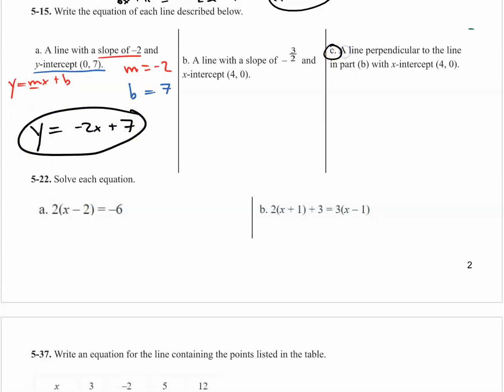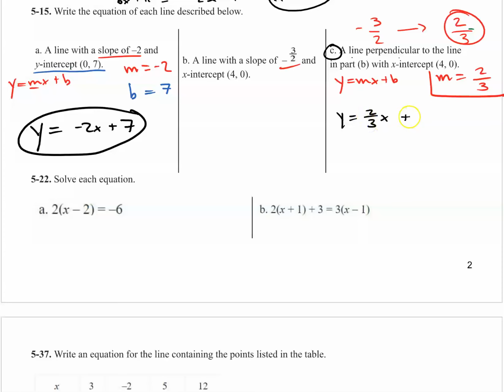Now let's start C. I want to have a line perpendicular to the line in part B. So that means I need to take the slope from part B, and I need to do two things. Number one, make it positive, and number two, turn it upside down. So I'm going to write my equation, y equals mx plus b, and m is equal to 2 over 3. So y is equal to 2 over 3x plus b. We're going to leave b for now. We're going to leave it alone.